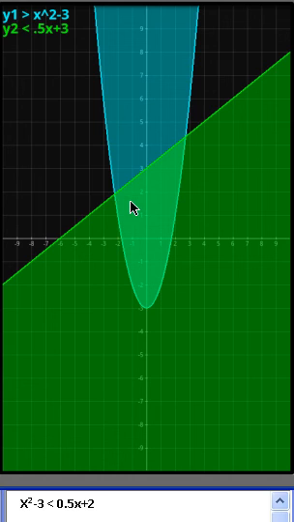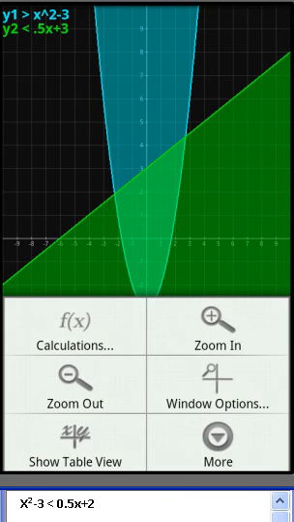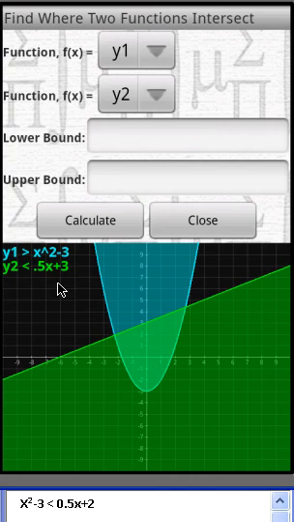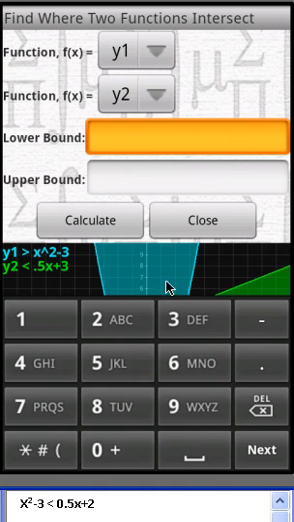So I can exactly see where that happens now. If I'm going to write an answer, I just need to know this point, the left edge, and this point over here, the right edge. I can do that by touching Menu, going to Calculations, and finding where two functions intersect. I'm going to try to find this point over here first. It looks like it's somewhere between minus 3 and minus 1.